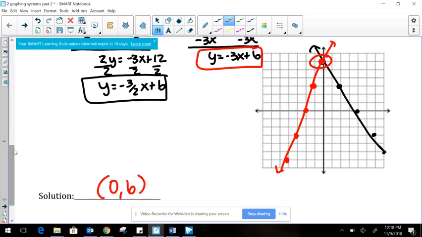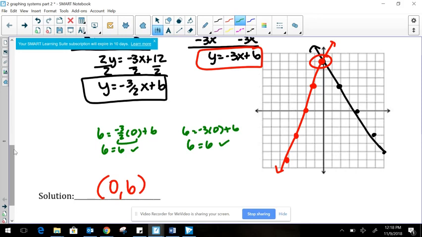Okay, so I'm plugging that back into both my equations. I'll just show in green here. 6 is equal to negative 3 halves times 0. This is just 0, so 6 equals 6. Nice. And then 6 is equal to negative 3 times 0 plus 6. Again, 6 equals 6. Okay, so we're good. We checked our answers.